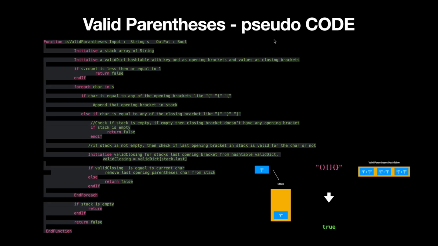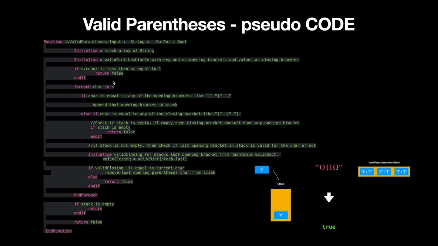So let's see how it works. So we will have a stack array, right, which is of type string. Of course, our input is string and a string of parentheses, and output is boolean, right? We will initialize a stack array of string, and then we will initialize a valid dictionary hash table with key as opening bracket and value as closing bracket.